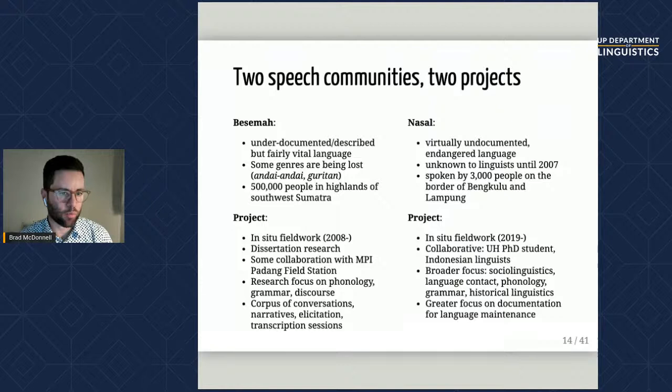Now, the Nassau speech community is a virtually undocumented and would be considered endangered language. It was completely unknown to linguists until about 2007, and it's spoken only by about 3,000 people, which in this context is really small, given that the languages around it are spoken by tens of thousands or hundreds of thousands of people.